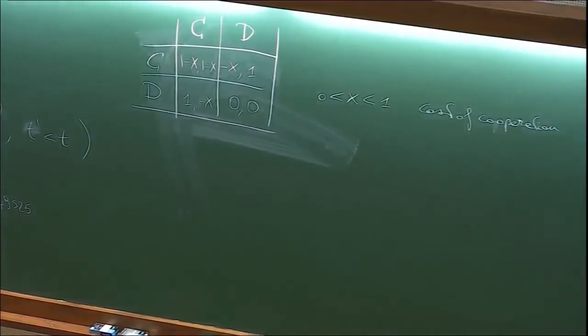Now, if you repeat the game, say, 10 times, then you have to look at the Nash equilibrium in this huge table.